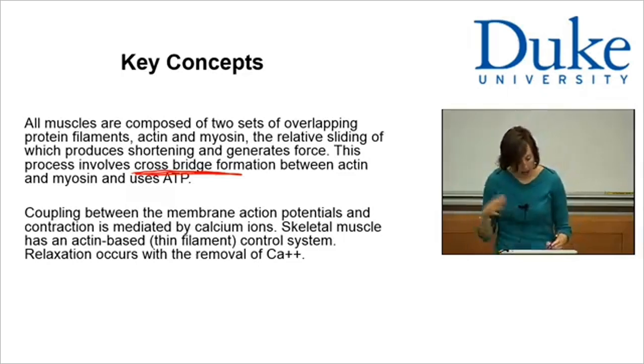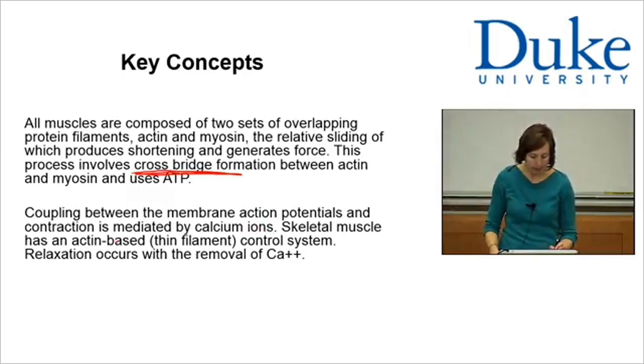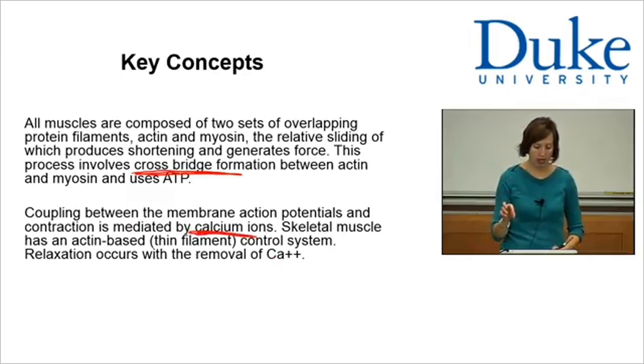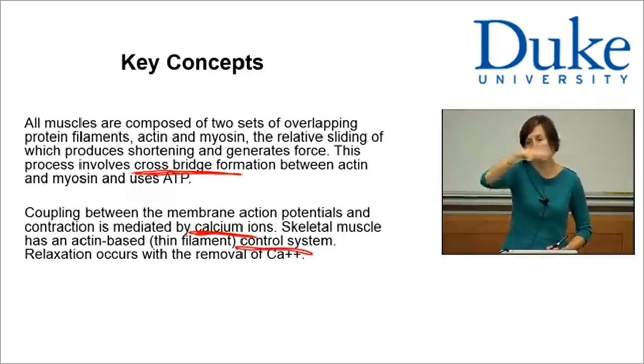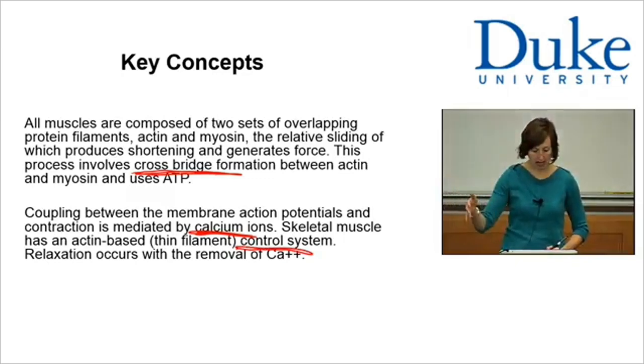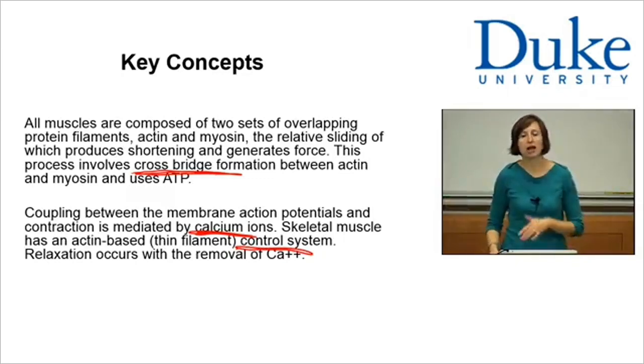And then we're going to couple the action potential coming from the neuron and then traveling throughout the muscle plasma membrane, which is then going to cause an increase in calcium ions. And in skeletal muscle, we're going to have an actin-based control system where calcium binds troponin, which then moves tropomyosin on the actin, and then we're going to have removal of calcium through the actions of the SR calcium ATPase.